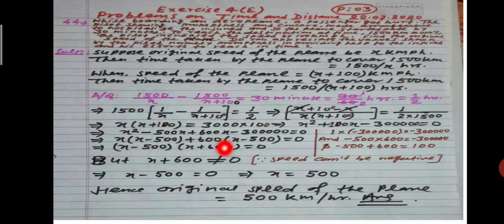Now x minus 500 is common, so x will be left here, and plus 600 will be left here, is equal to 0. But x plus 600 can't be equal to 0 because speed can't be negative, and here x plus 600 will give the negative value. Then x minus 500 will be equal to 0. This implies that x will be equal to 500, and hence the original speed of the plane will be 500 kilometer per hour. This is your final answer.